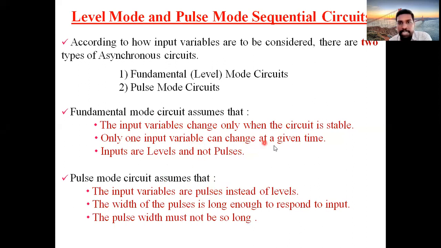Here the input variable can change at a given time. Here the width of the pulse is long enough to respond to input. Okay, here the input will change only when the circuit is stable. But here the pulse width will decide the changes of the input. And the important thing is the pulse width of the particular circuit should not be so long. Okay, so this is the introduction part of the sequential circuits.